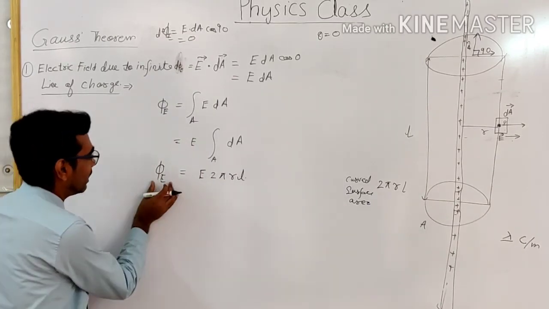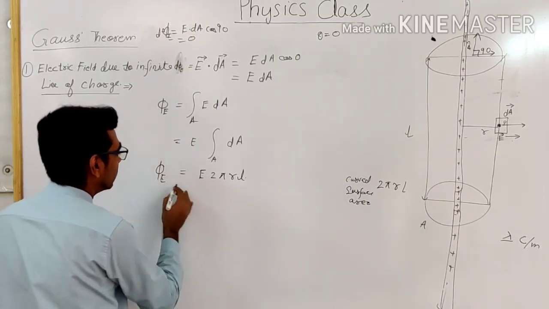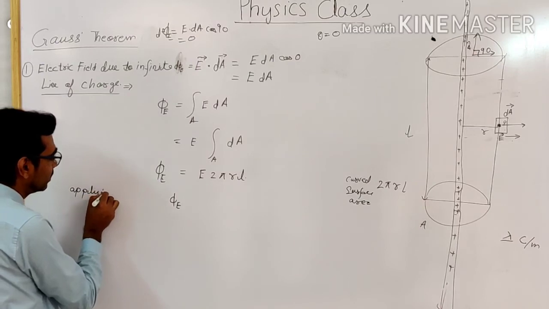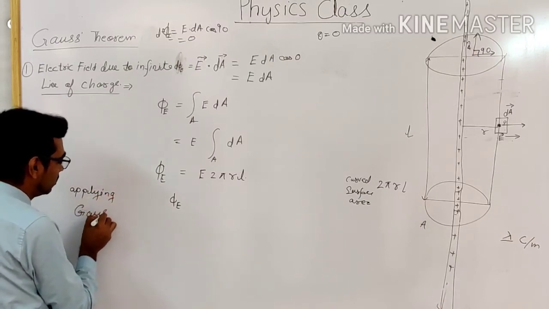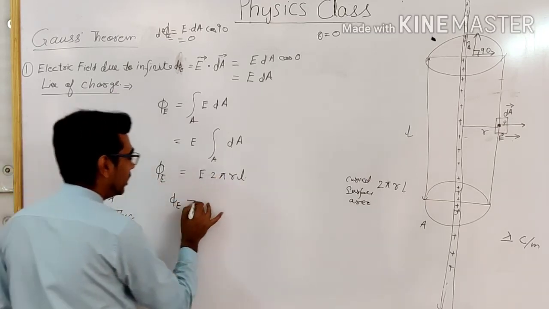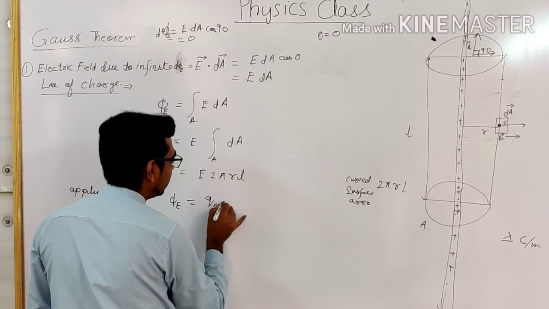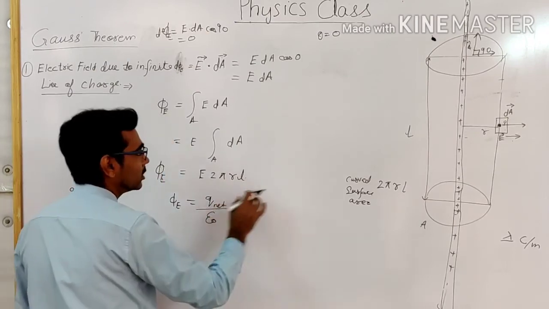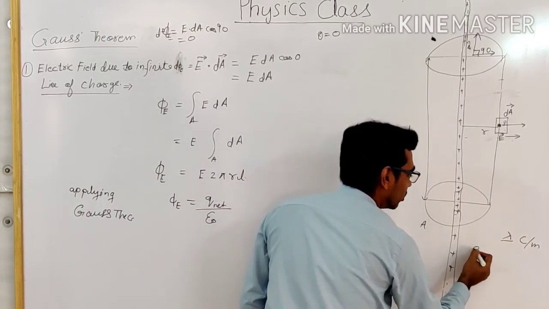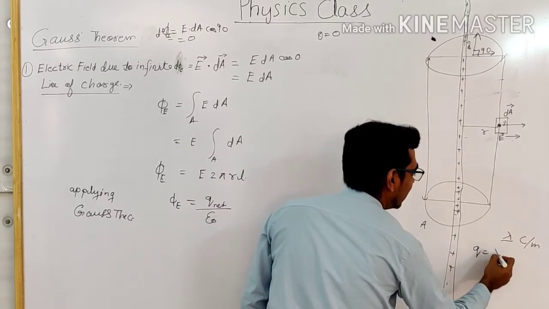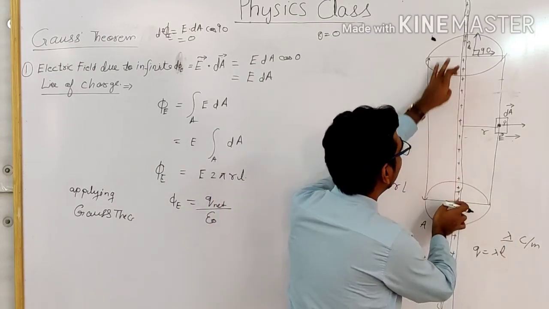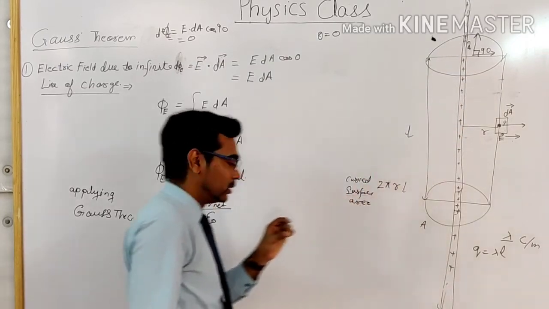We have calculated the phi E, and now applying the Gauss theorem. Till now we have only calculated flux. Now we are applying the Gauss theorem. Phi E is equal to Q net upon epsilon naught. What is the total charge inside the cylinder? The line charge density is lambda. So Q is equal to what? Lambda into L. Per meter the charge is lambda, so in L meters, what is the charge? Lambda into L.